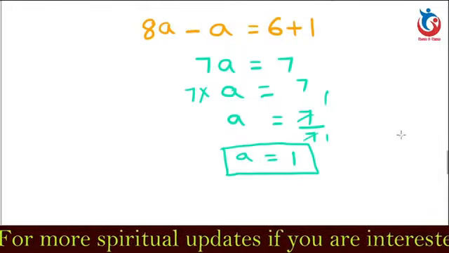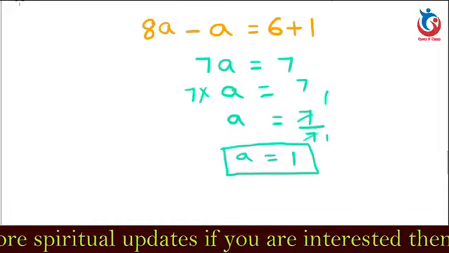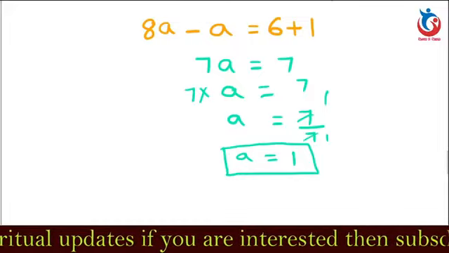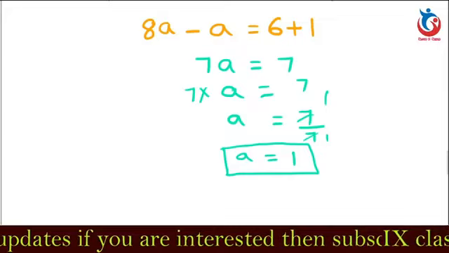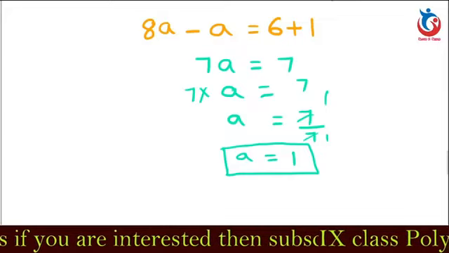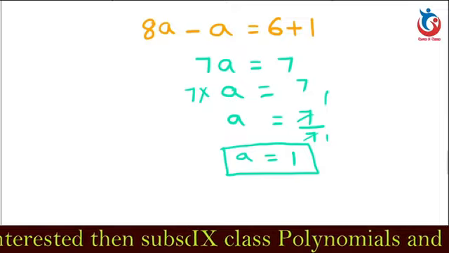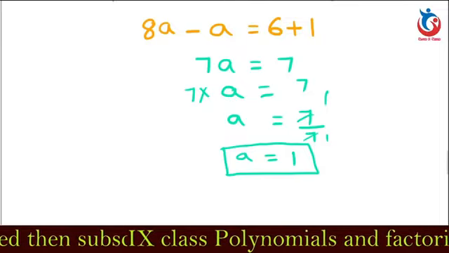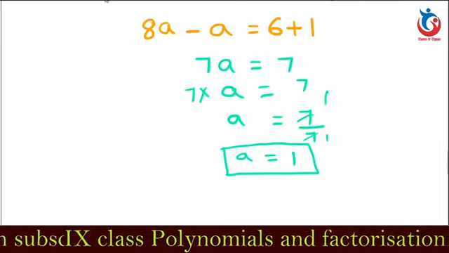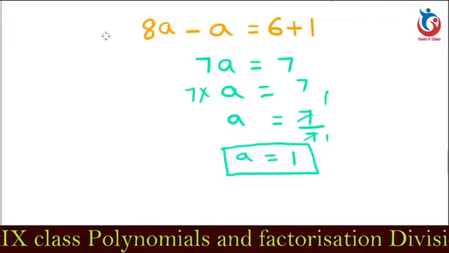And here the mistakes made by the students are with 8a minus a, and they will add the unlike terms and they will subtract the unlike terms, and suppose if we get 7 plus a, then they will write it as 7a. So like that. So don't make those kinds of mistakes.